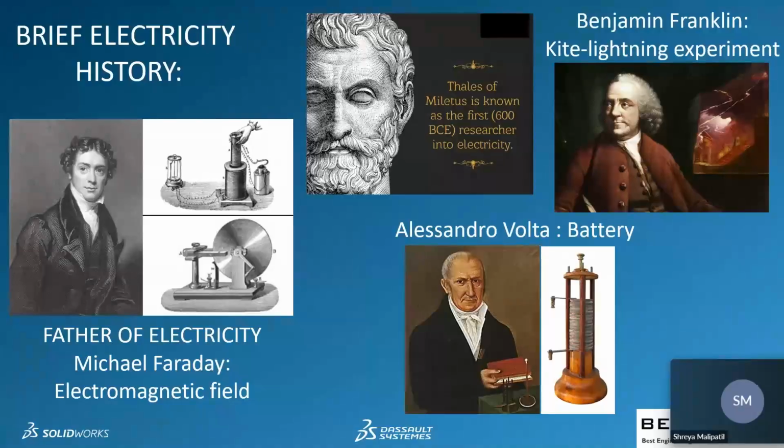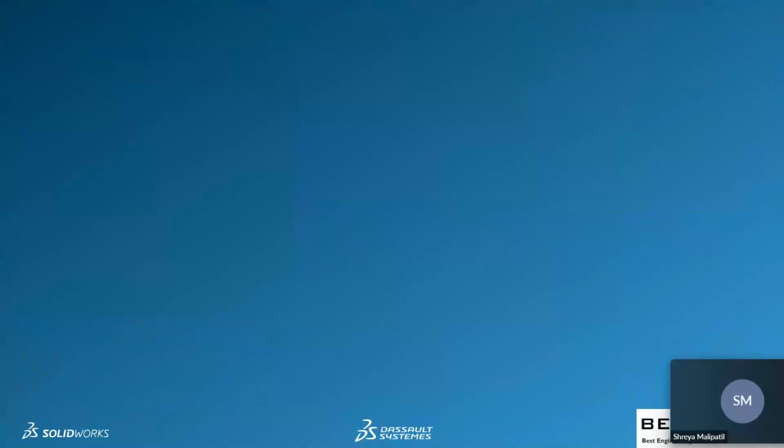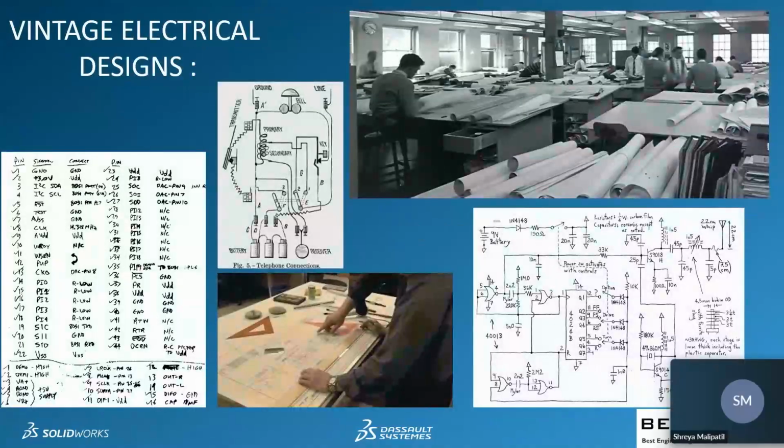Benjamin Franklin, with his kite lightning experiment, was able to find out a lot about electricity. With all of these findings, we were able to develop our electrical industry, where we could start designing electrical circuits. And you can see here vintage electrical designs, this is what they used to look like. On the top corner, you can see how we used to spread out huge pages and then design the circuits exactly as they would come across in panels or form boards. You can see handwritten data, sometimes legible, sometimes illegible, we don't know.